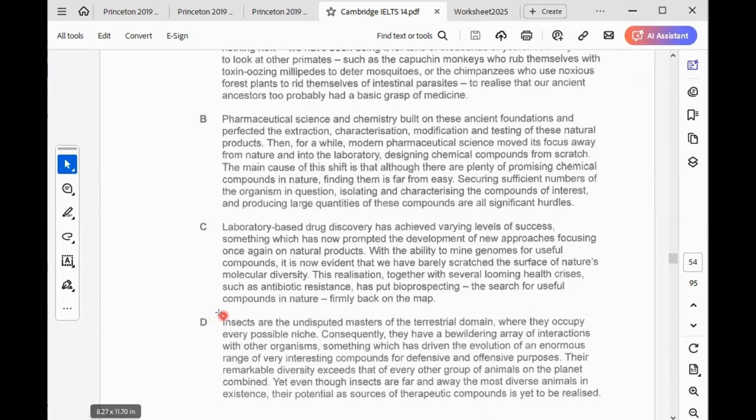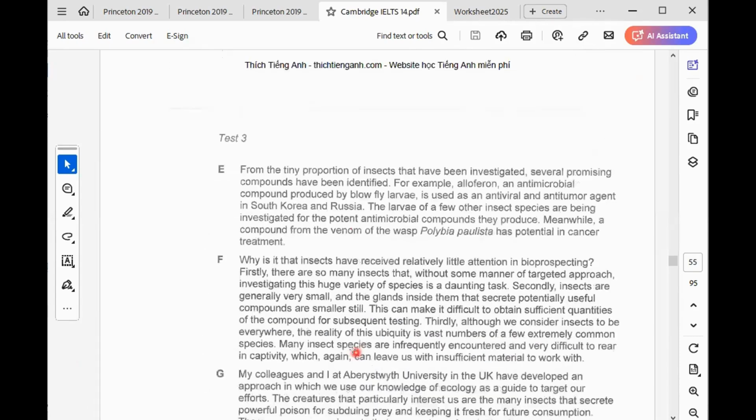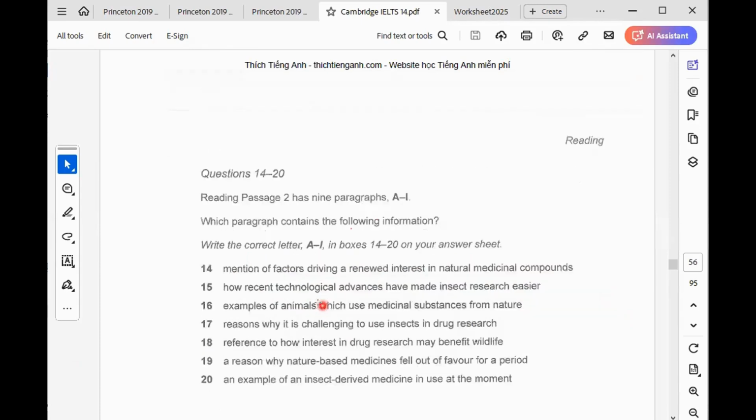Why is it challenging? I think we saw it in paragraph F. Paragraph F, insects have received relatively little attention. Paragraph F gives us the reason. Firstly, these are the reasons. Reason one, firstly. Secondly, insects are generally very small. So 17 is matched to F. And then 18, reference to how interest in drug research may benefit wildlife.